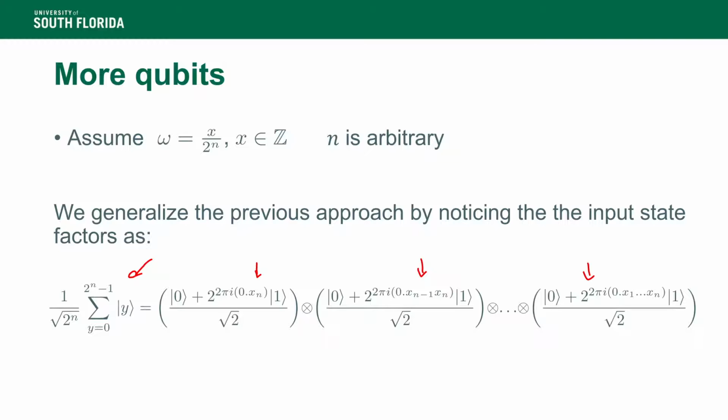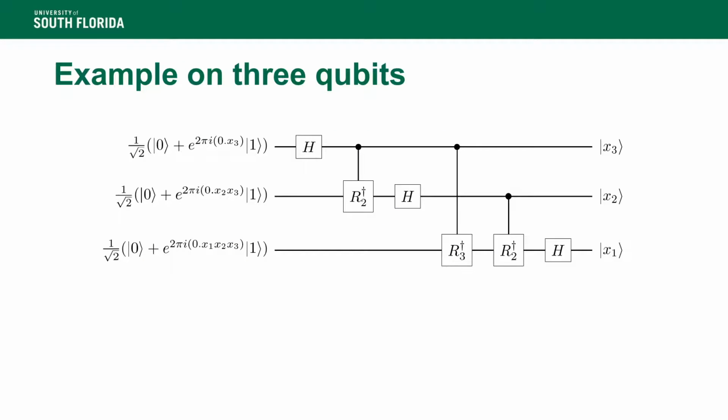to get a 0.x1 in the phase, okay? So let's see what it could look like in 3 qubits, okay? So this is the case of 3 qubits. What do we have here after the Hadamard gates?